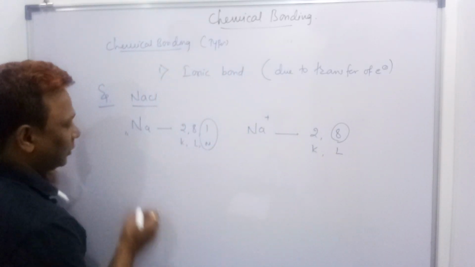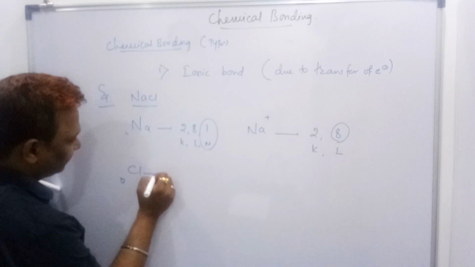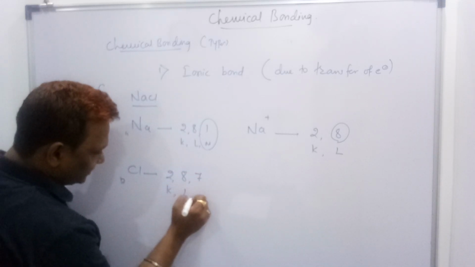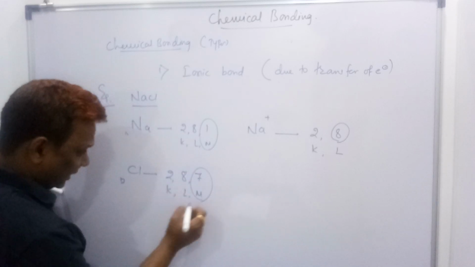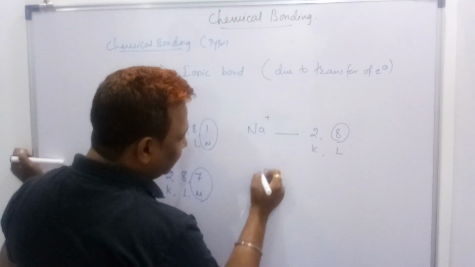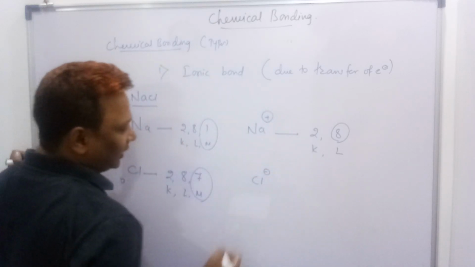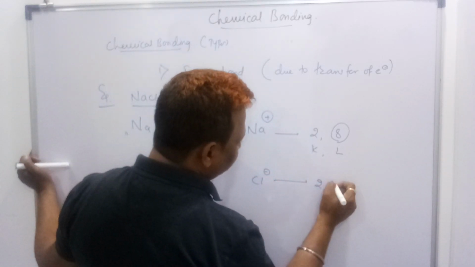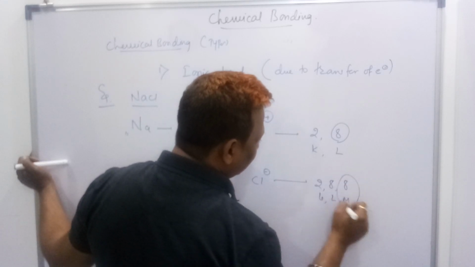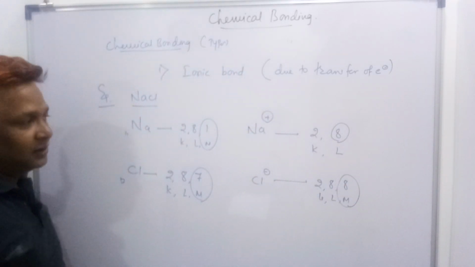It loses one electron. Chlorine, atomic number 17, has the configuration 2, 8, 7. That means in KLM, in M, the valence shell, only 7 electrons are there. So the chlorine atom, by gaining one electron, forms a chloride ion. And now its configuration becomes a stable configuration, 2, 8, 8, that is KLM. You can check it here, having the 8.